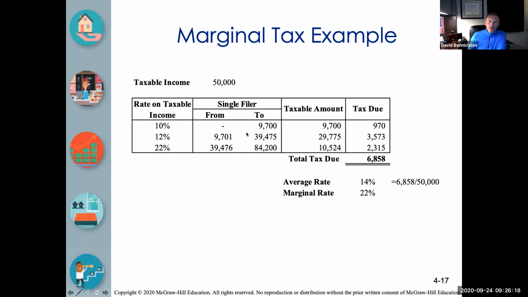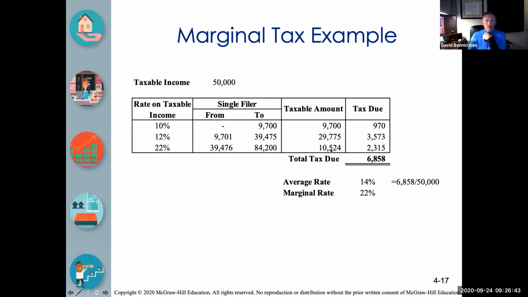Now we're in the marginal tax bracket that our taxable income falls within. So how do we calculate this? Well, we take our $50,000 minus the lower end of the bracket, and that difference gives us the taxable amount that is due within the 22% tax bracket.